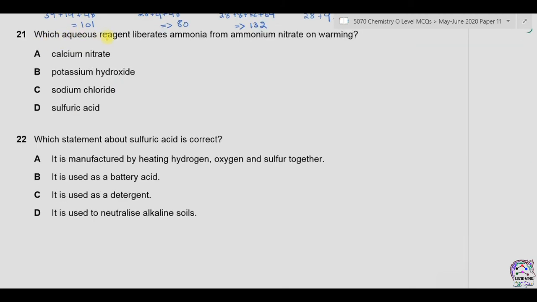Question 21. Which aqueous reagent liberates ammonia from ammonium nitrate on warming? For solving this type of question, you should remember one equation, which is that any ammonium salt, it could be ammonium nitrate or any other salt, when it reacts with alkali, on warming it liberates ammonia gas. Now for ammonium salt we have ammonium nitrate, and then the second reactant must be an alkali.